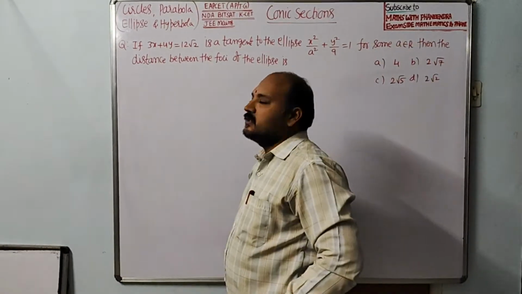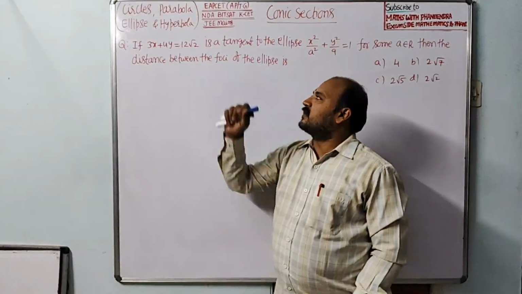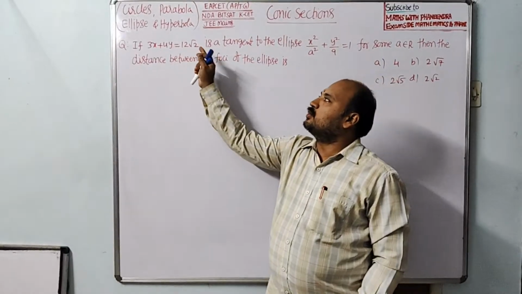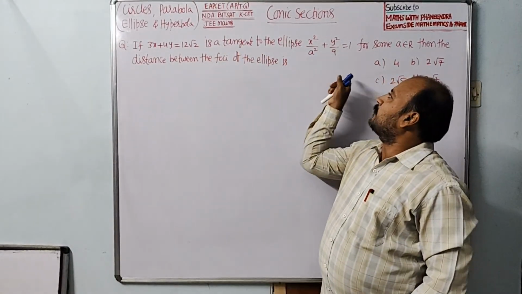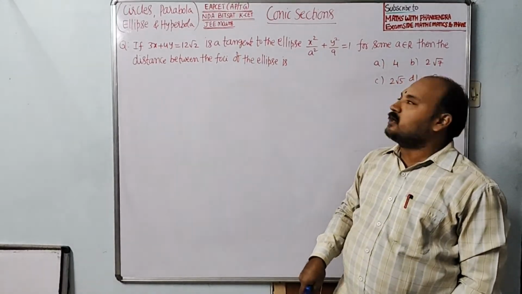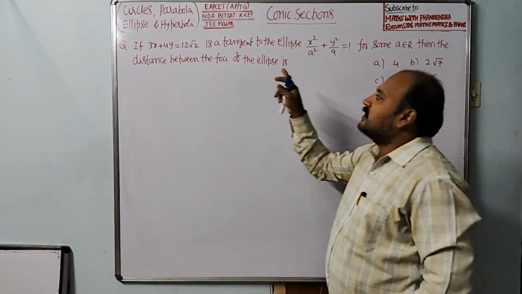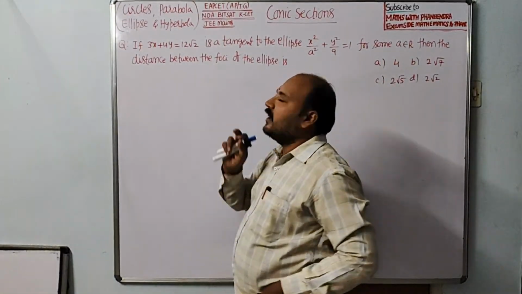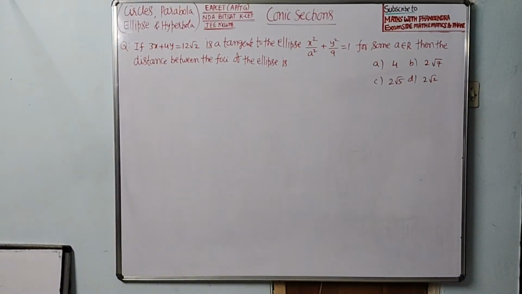The first question is: if 3x plus 4y equal to 12 root 2 is a tangent to the ellipse x square by a square plus y square by 9 equal to 1, for some a belongs to R, then the distance between the foci of the ellipse is. See how to do this type of problem.